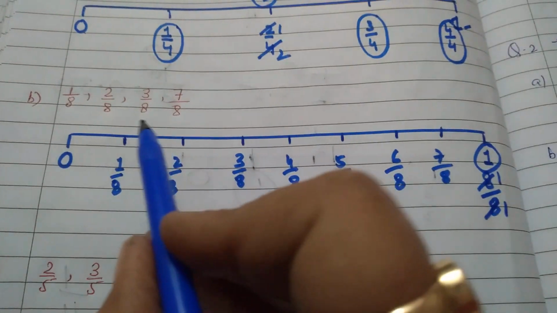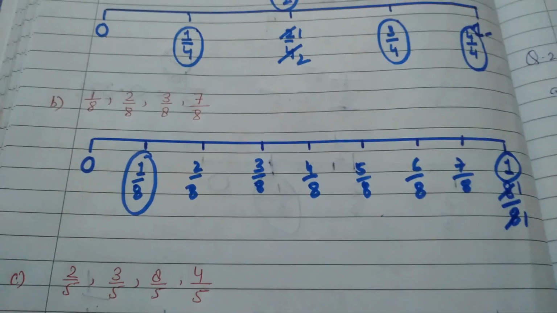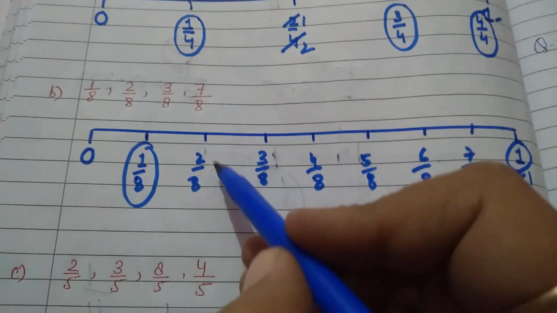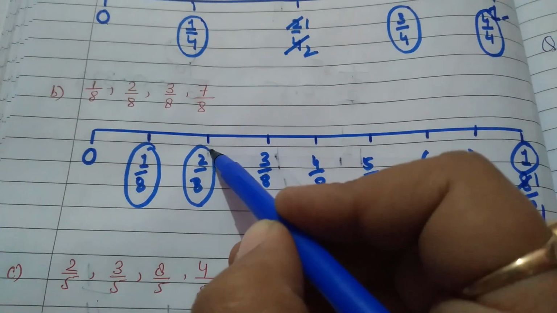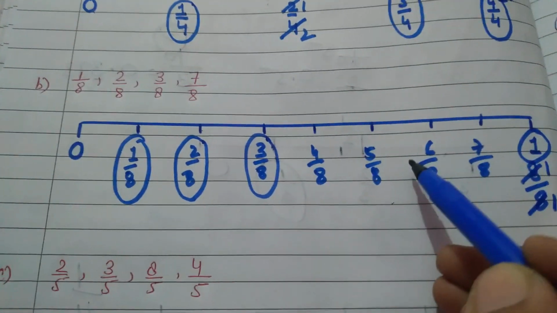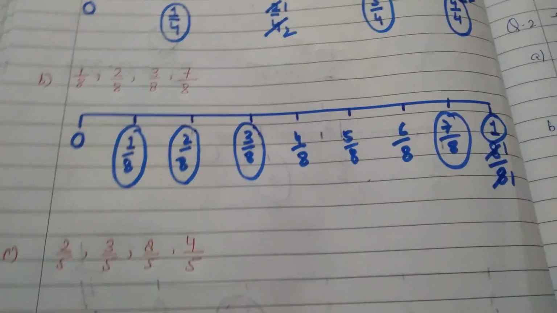Fine. So they have given us 1 by 8. Now you can see where 1 by 8 is here. So this is the point where 1 by 8 lies. 2 by 8, this is the point. This is the point for 3 by 8, and this is the point for 7 by 8. I hope that is clear to you.